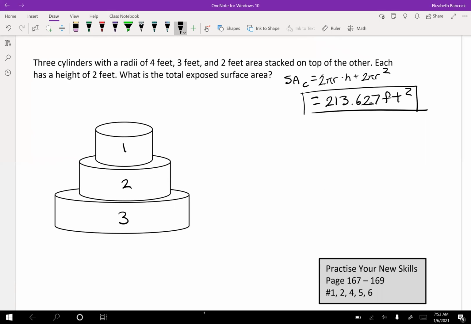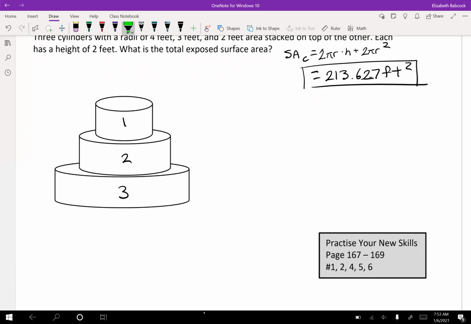Okay, once you have that and you've gotten the correct answer, go ahead and start on your practice your skills, numbers 1, 2, 4, 5, 6. Okay, good luck.